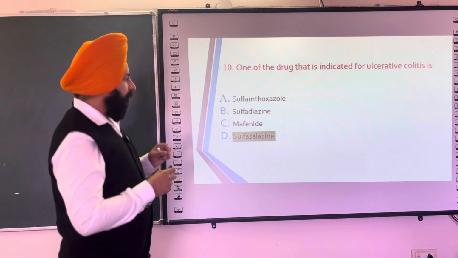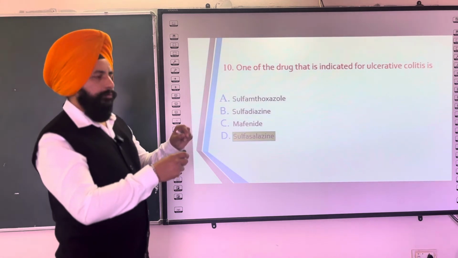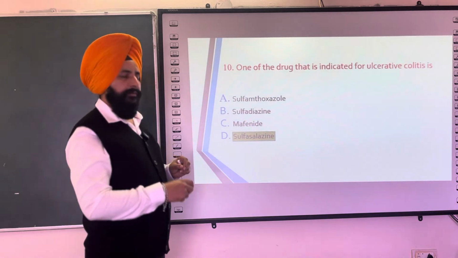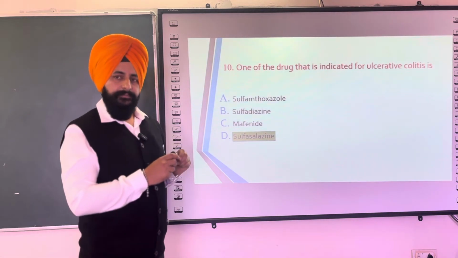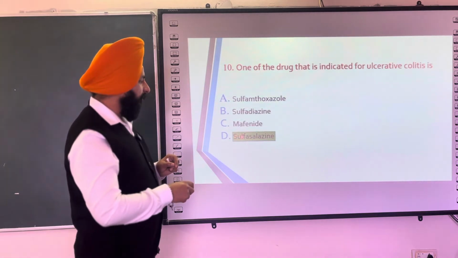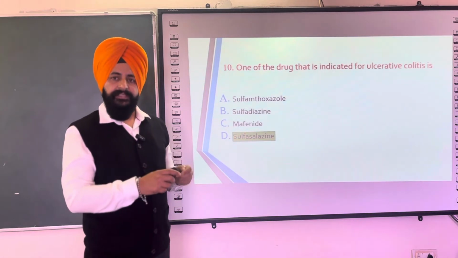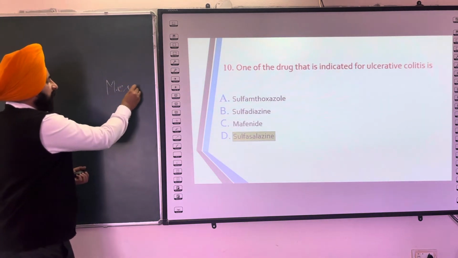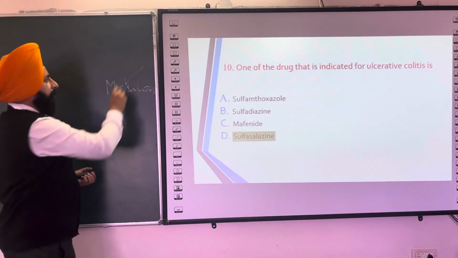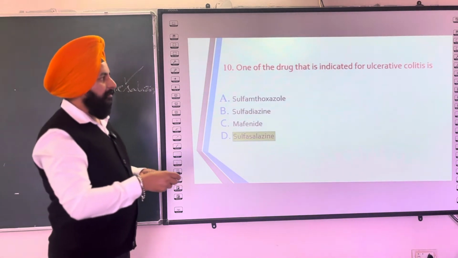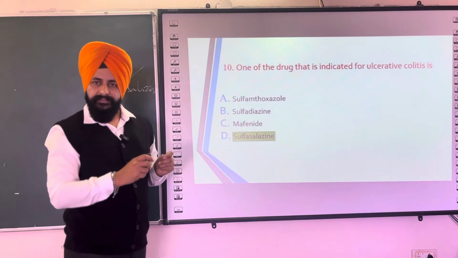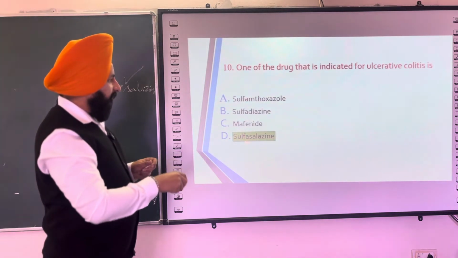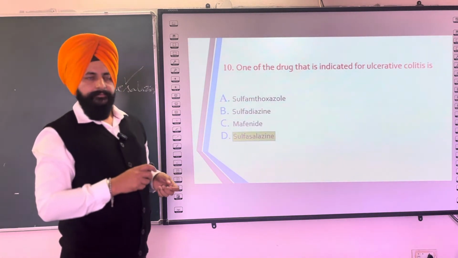sulfasalazine. Sulfasalazine is a drug used for ulcerative colitis, and it is a compound from the sulfonamide category. Suppose you have an option between sulfasalazine and mesalazine, then mesalazine will be a better acting ulcerative colitis agent as compared to sulfasalazine. But among these options, sulfasalazine is the correct answer.